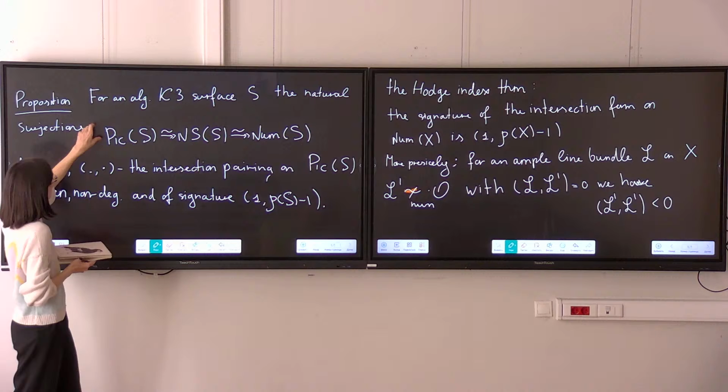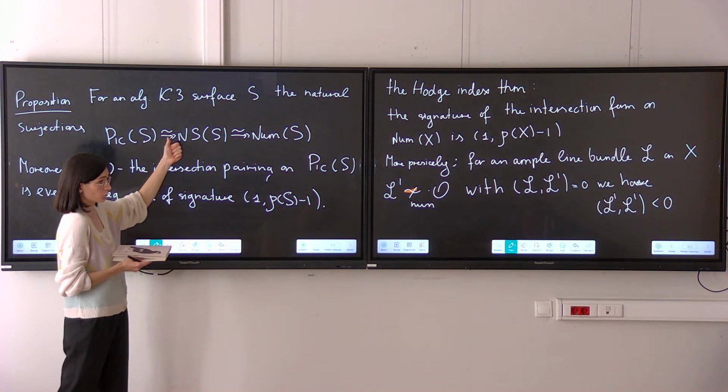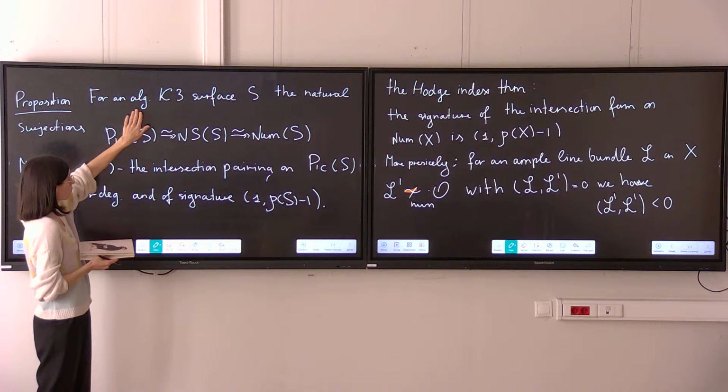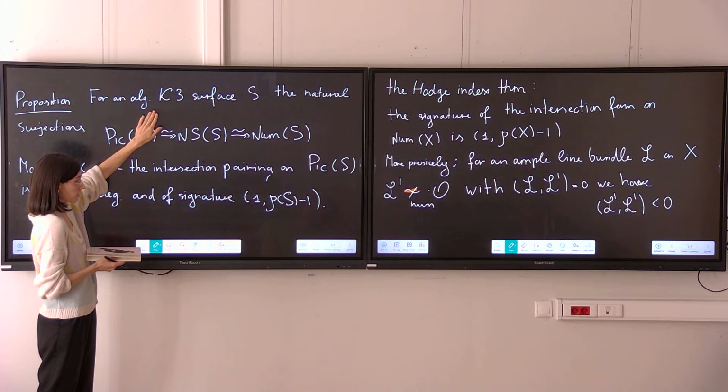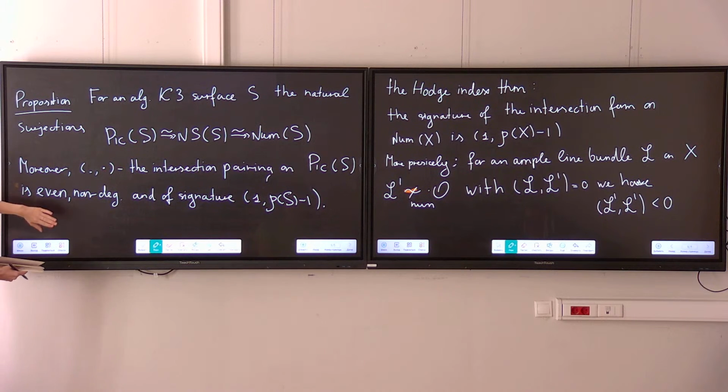Okay, so last time someone asked me whether the Picard group of S has torsion or not, and this proposition immediately says that no, it has no torsion, and we will see why it doesn't have torsion even when we consider complex K3 surfaces, I mean non-algebraic ones. But let me first formulate it for an algebraic K3 surface.